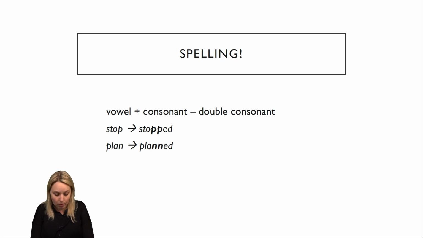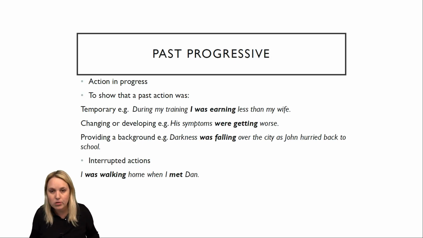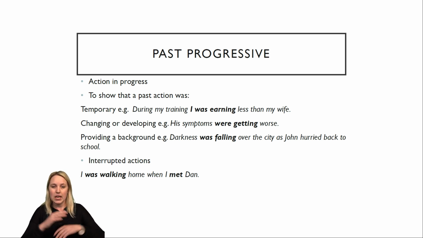For example, stop. So we have the O and the P, and it's stopped, stopped, and plan, planned. Now let's move on to the past progressive, aka past continuous. The past progressive describes actions in progress, so actions that start somewhere and go on for a certain amount of time. So it's a kind of a duration.